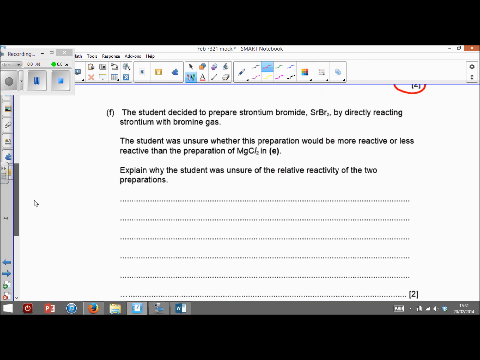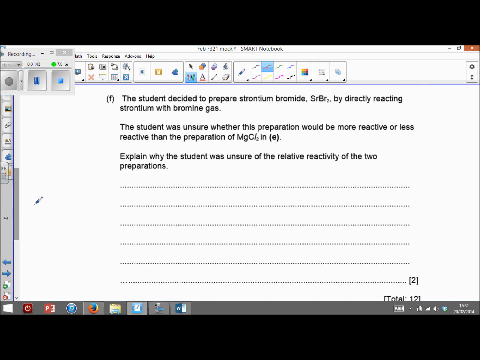So F. The student decided to prepare strontium bromide, SrBr2, by directly reacting strontium with bromine gas. The student was unsure whether this preparation would be more reactive or less reactive than the preparation for magnesium chloride in E. Explain why the student was unsure of the relative reactivity of the 2 preparations. For this, you just need to look at your periodic table.